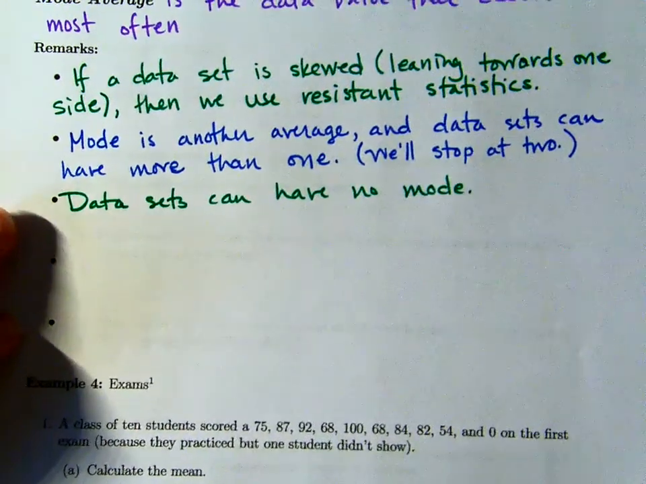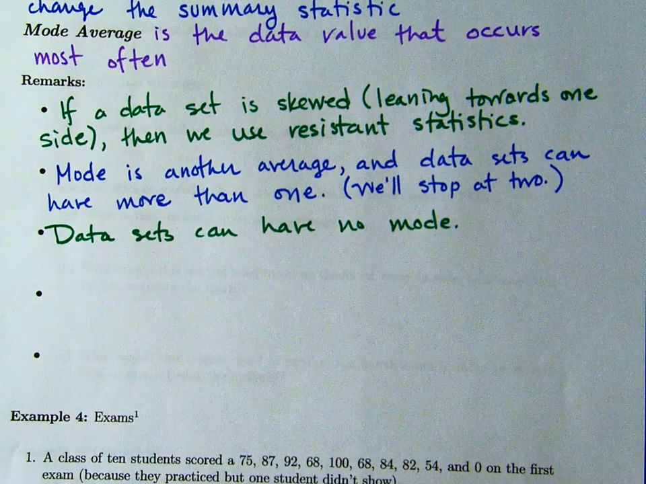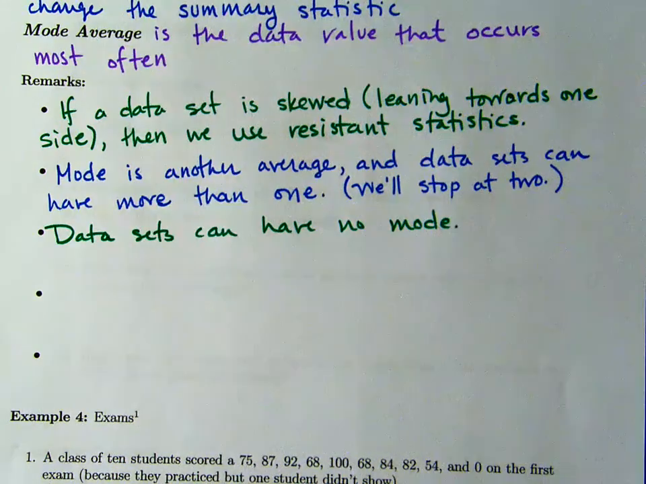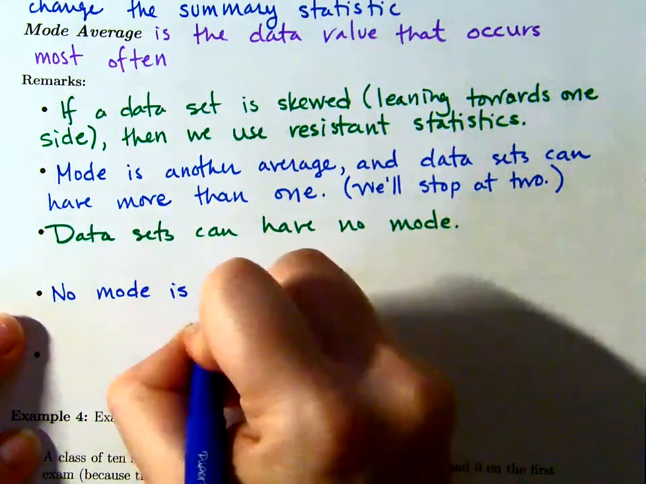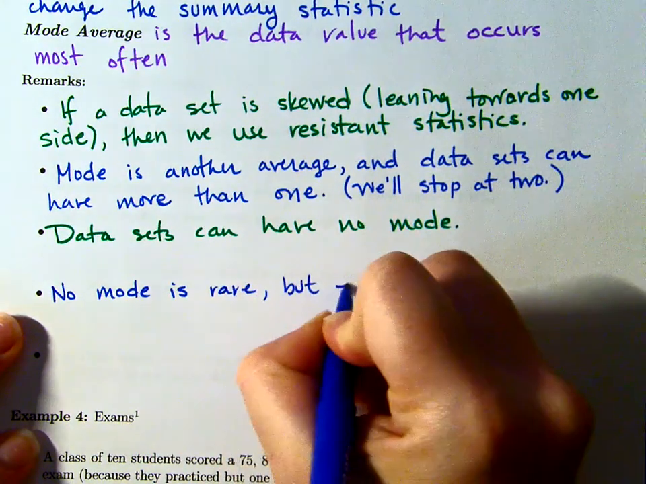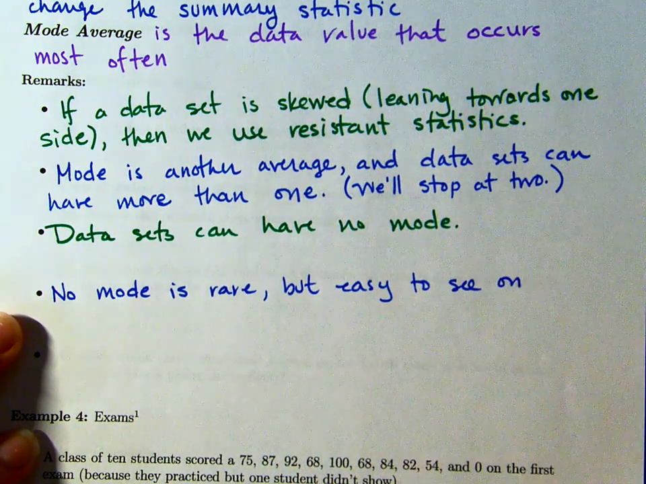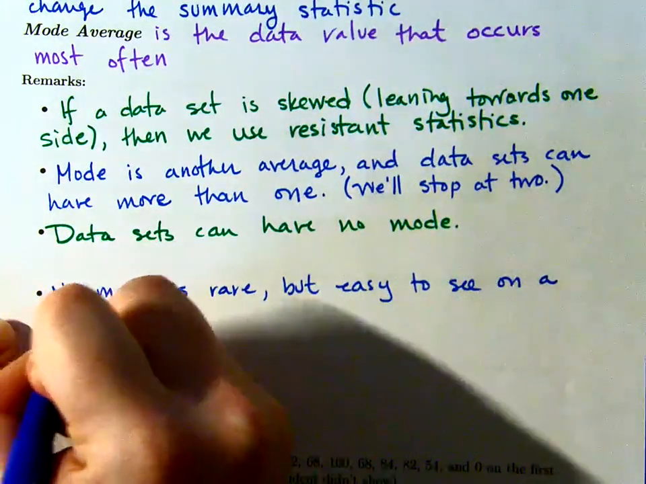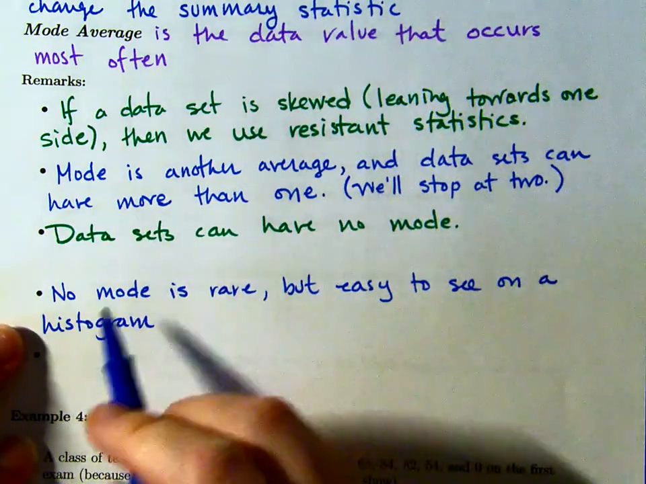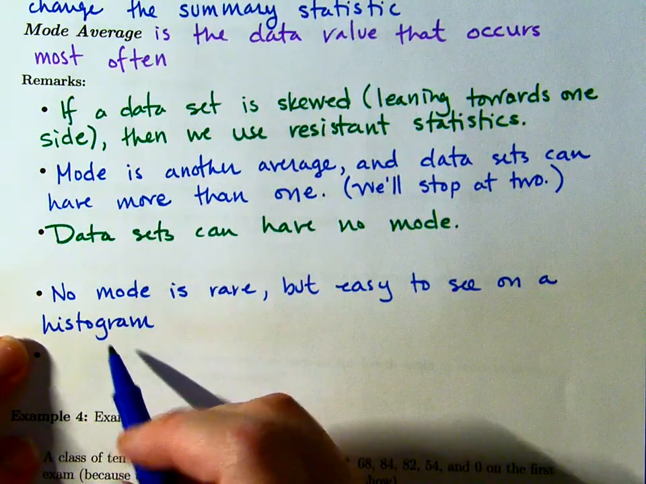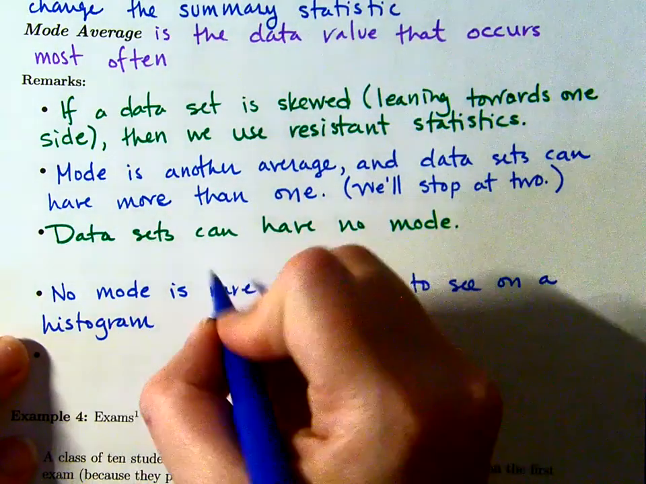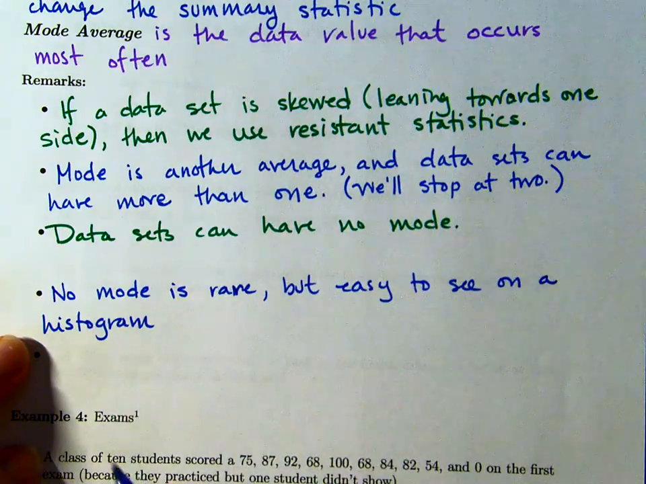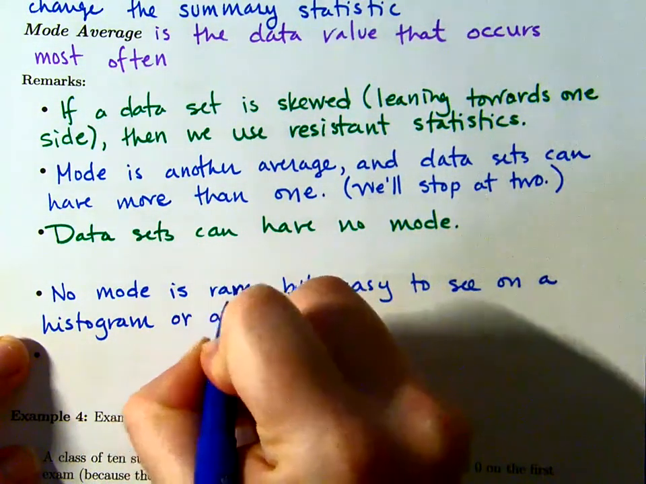That happens. Maybe everything happens just as often as everything else. Having no mode is rare, but easy to see from a bar graph or at first glance at the data. On a histogram. Okay, because remember that a histogram is just a bar graph for numerical measurement data or quantitative data. So no mode is rare, but easy to see on a histogram or at a first glance of the data.